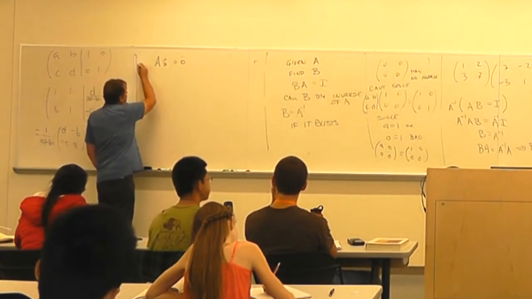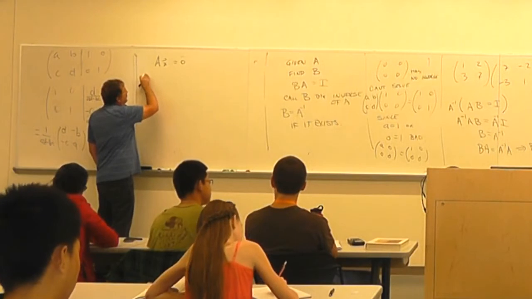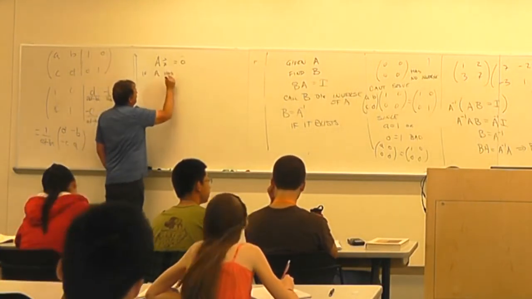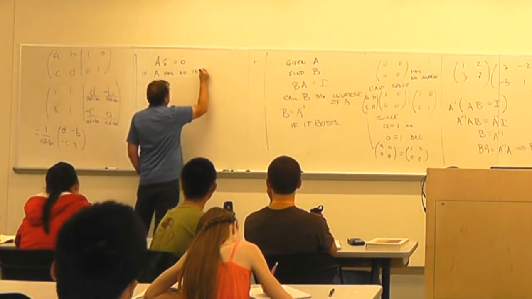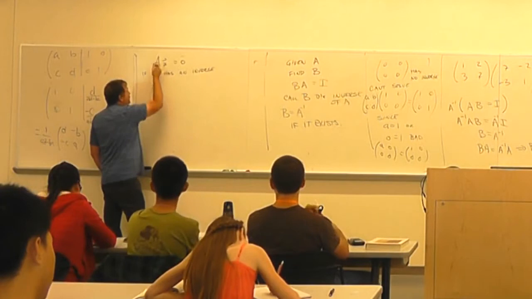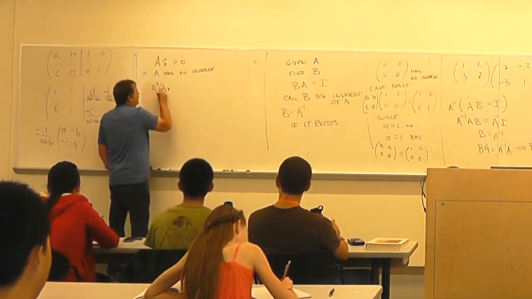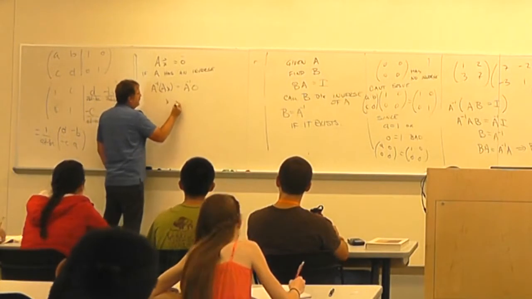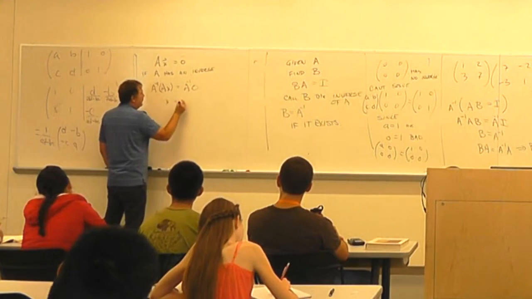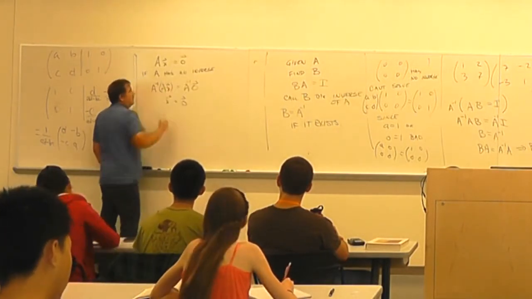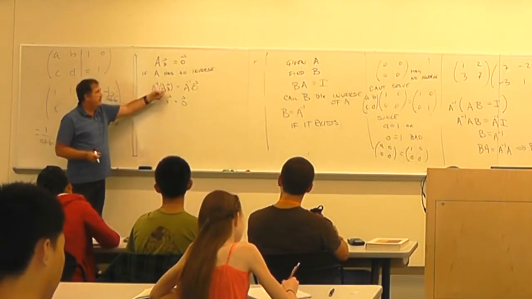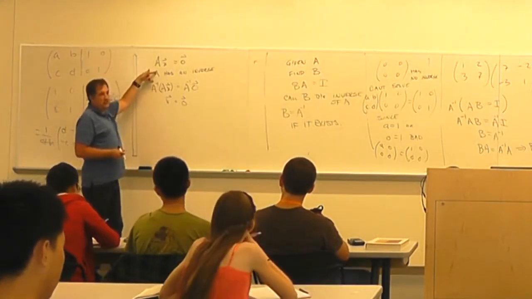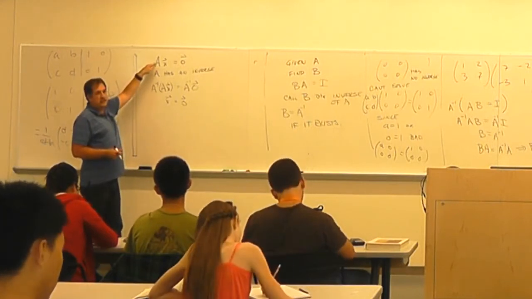Right? And so, if you think about this, suppose A has an inverse, then this equation is still true if I multiply both sides by A inverse on the right. But that's the same as saying that this vector x, or matrix x, is the 0 vector. Right? Because A inverse times A is the identity, so I'm left with x, and A inverse times 0 is the 0 matrix. So, if A is invertible, then the only solution to this is the 0 vector.